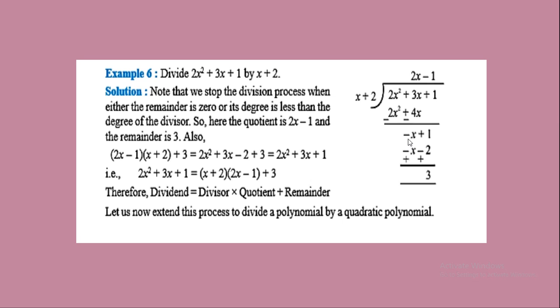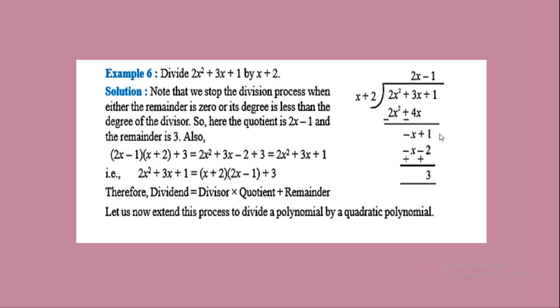Now we have minus x plus 1, and this minus x plus 1 has to be divided by this x plus 2. For that, taking the x term with the highest degree, here it is minus x, and in the divisor it is x. So minus x divided by x, we will get minus 1. Now multiply this minus 1 with this x plus 2: minus 1 into x is minus x, and minus 1 into 2 is minus 2.